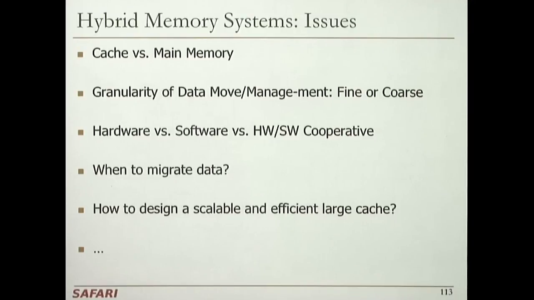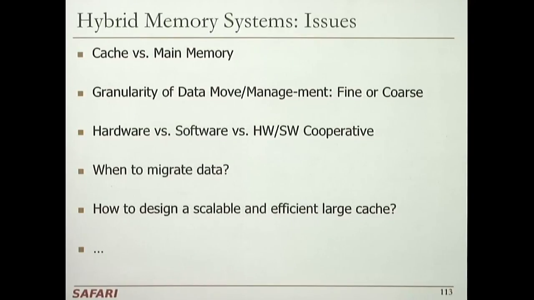First of all, you have 2 different types of memories. Are they both parts of main memory? Are they both visible to the system software? Or is this one cache? Is one of them a cache that's managed by the hardware? Do you partition the memory address space between the 2, virtual memory address space? Or one of them is invisible to the virtual memory address space? Even that's a design decision. A lot of the things I'm going to describe will assume that DRAM is a cache to phase change memory. But it doesn't have to be that way. You could expose it to the system software also.